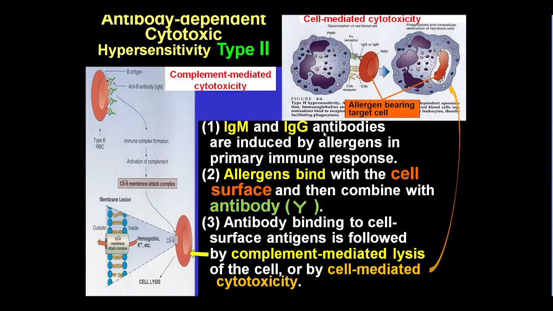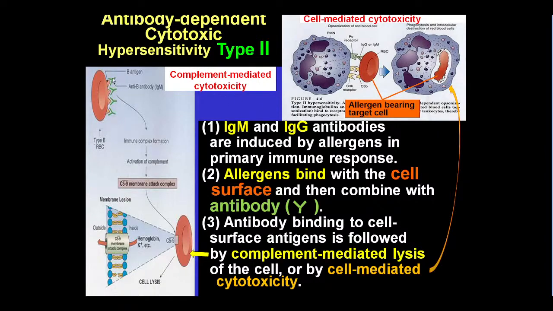Immunoglobulin M and immunoglobulin G antibodies are induced by allergens in the primary immune response. In the primary response, these antibodies appear. Allergen that is injected repeatedly binds to the cell surface of the allergen-bearing target cells, and antibody immunoglobulin M and G bind to this allergen that before was associated to the surface of the target cell.